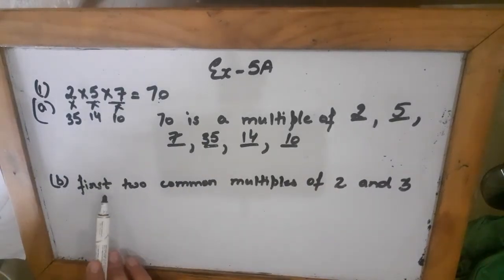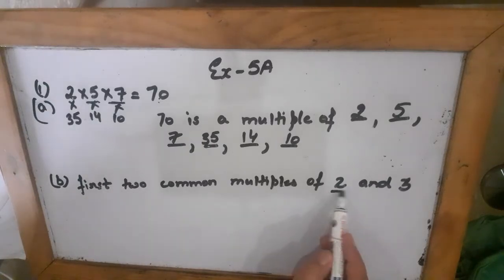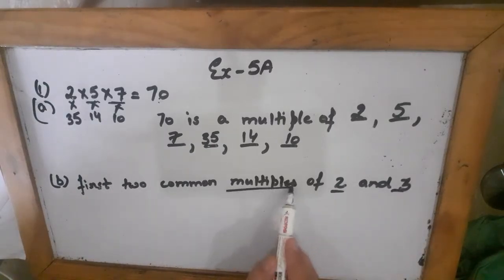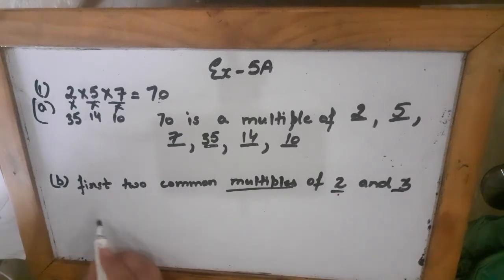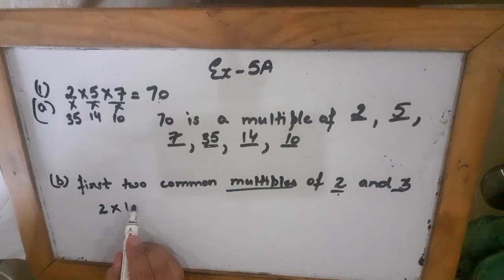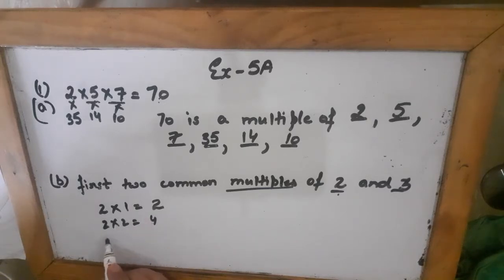Now they are asking you the first two common multiples of 2 and 3. How do you get the multiples of a number? I have to find the multiples of 2. It means I have to multiply 2 with other numbers to get its multiples. 2 ones are 2, 2 2s are 4, 2 3s are 6, and so on. So what you will get: 2, 4, 6, then 8, then 12, like this.